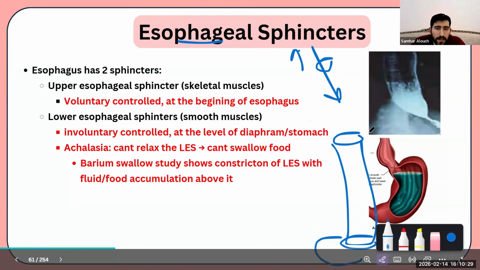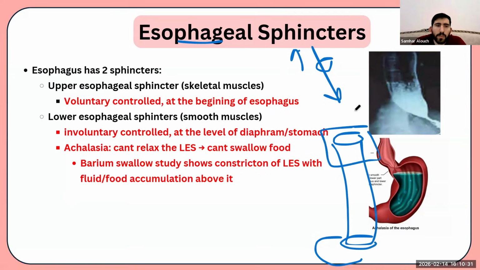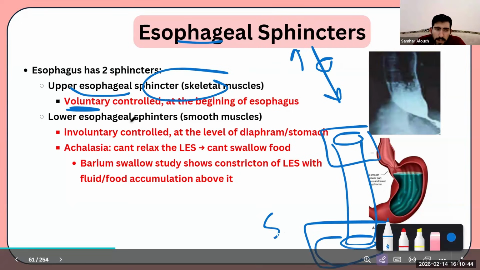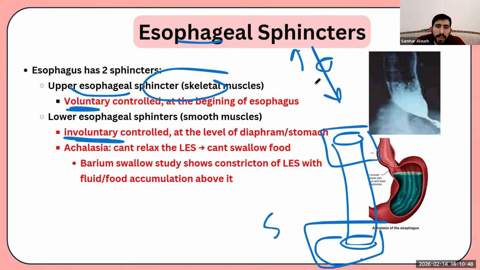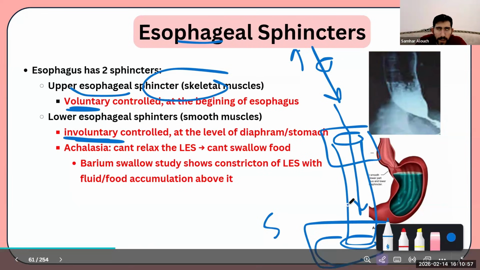Okay? The upper sphincter, since the upper part is made of skeletal muscle, we can control it. So the upper esophageal sphincter is voluntarily controlled because it is made of skeletal muscles and it's at the beginning of the esophagus. However, the lower one is made only of smooth muscles. That's why we can't control it. When the food enters and we swallow, the upper one will relax. The food will move, and when it reaches the lower one, it will relax on its own and the food will enter the stomach.